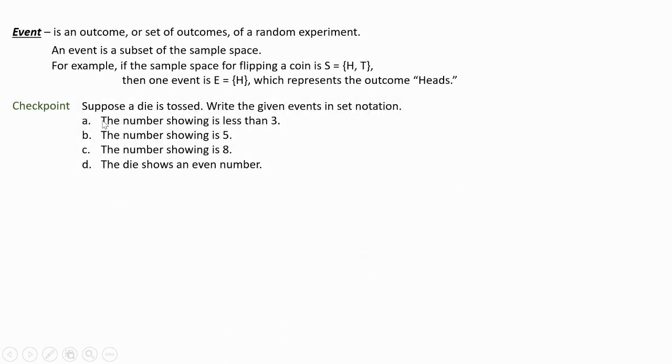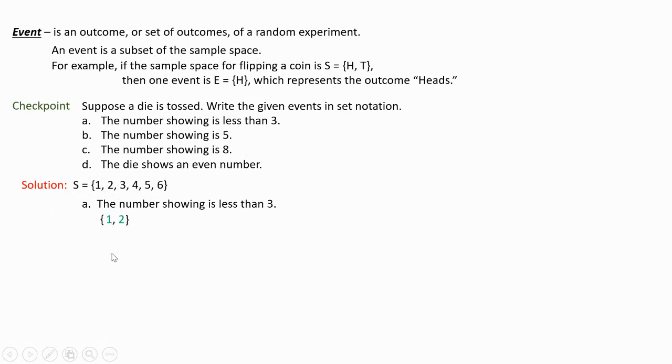Checkpoint. Suppose a die is tossed. Now they want you to write the given event in set notation. If a die is tossed, it can only be 1, 2, 3, 4, 5, or 6. The number showing is less than 3. So my solution: we go to the sample space, and then the number showing less than 3 is going to be 1 and 2.